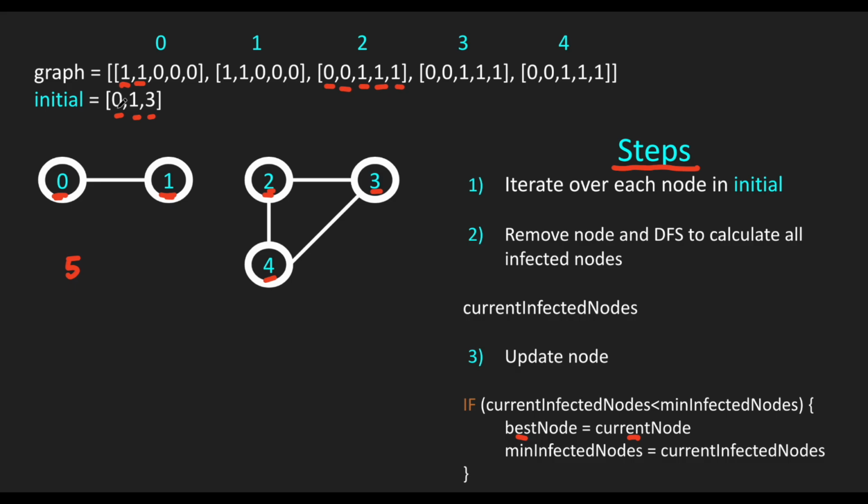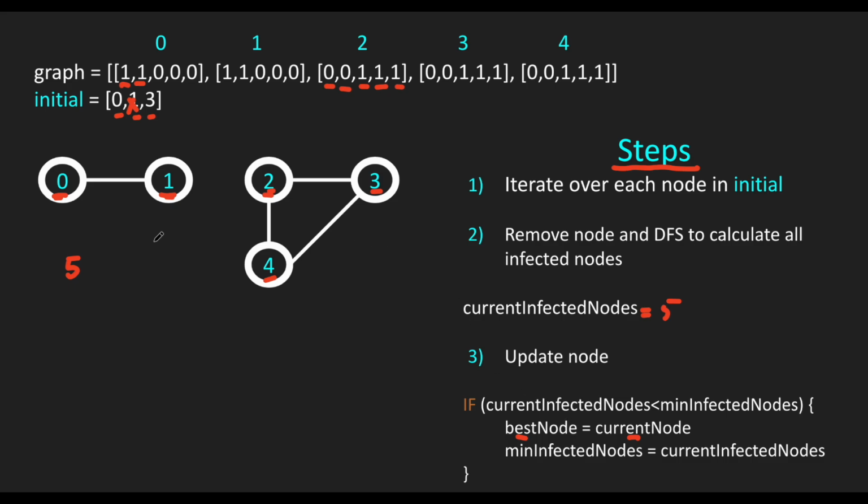Now let's go to the second one. Let's say that we are removing 1, and now we have only 0 and 3 as initial. If 0 is infected, the 1 is also infected because they are connected. If 3 is infected, then 2 and 4 are again infected, and the total number of infected nodes is equal to 5 again. 5 is not less than our minimum infected nodes, which means that we are not updating our best node.